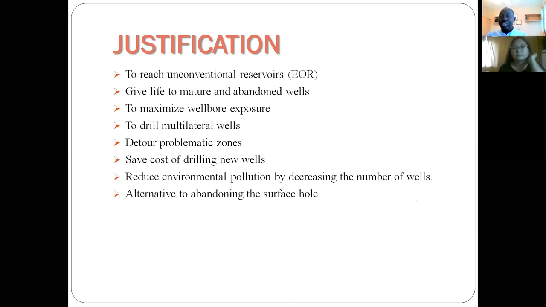It depends on the type of sidetracking operation. If we are using the section milling type, we have an advantage where we can drill a longer radius and we can build. But when we are drilling using window milling, we have a limitation because of the radius of the casing we are using. We have to drill with a greater build rate, so in this case, the inclination is higher.